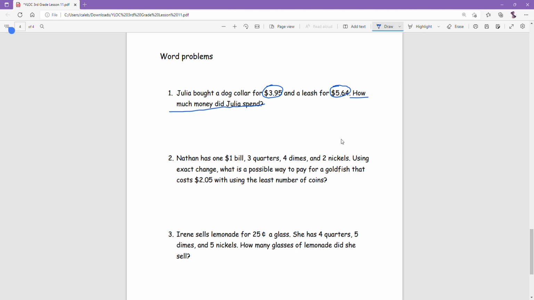And so we're going to need to find the total amount. So we're going to have to add the two values. So $5.64 plus $3.95. 4 plus 5 is 9. 6 plus 9 is 15. So we're going to write the 5 here and the 1 on top. Then we're going to bring the decimal point down here right in front. And we have 1 plus 5 plus 3 is 9.